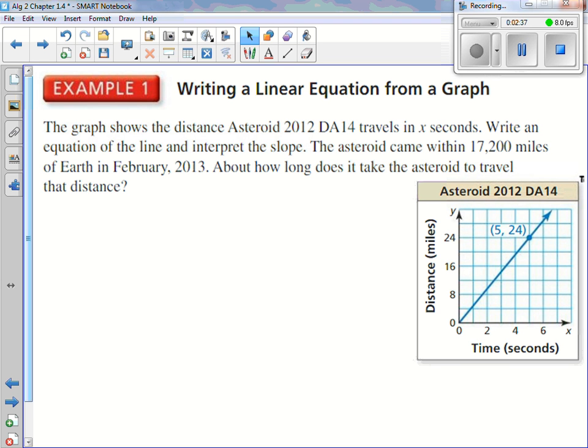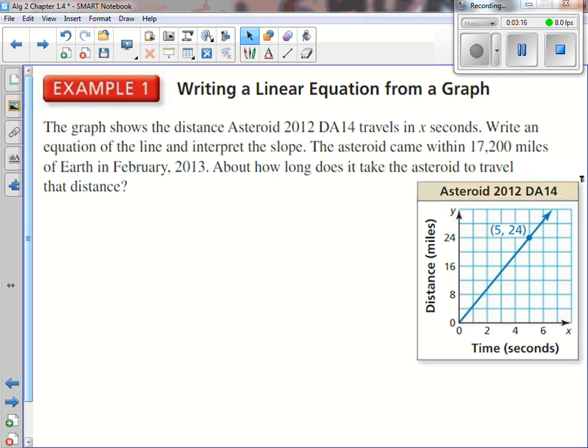Now, when we look at this here, writing the linear equation from a graph. This graph here, I believe it's on your paper too, yes? The graph shows the distance asteroid 2012 DA14 travels in x seconds. Write an equation of a line and interpret the slope. The asteroid came within 17,200 miles of Earth in February 2013. About how long does it take the asteroid to travel that distance?